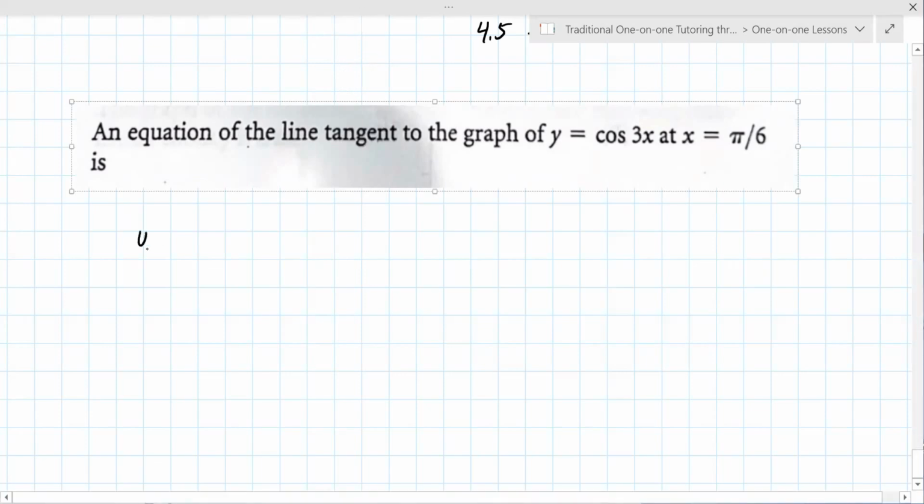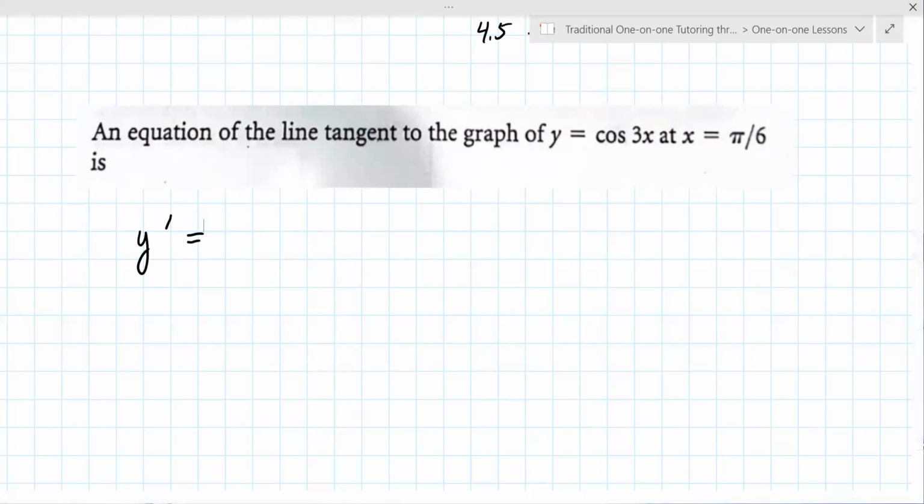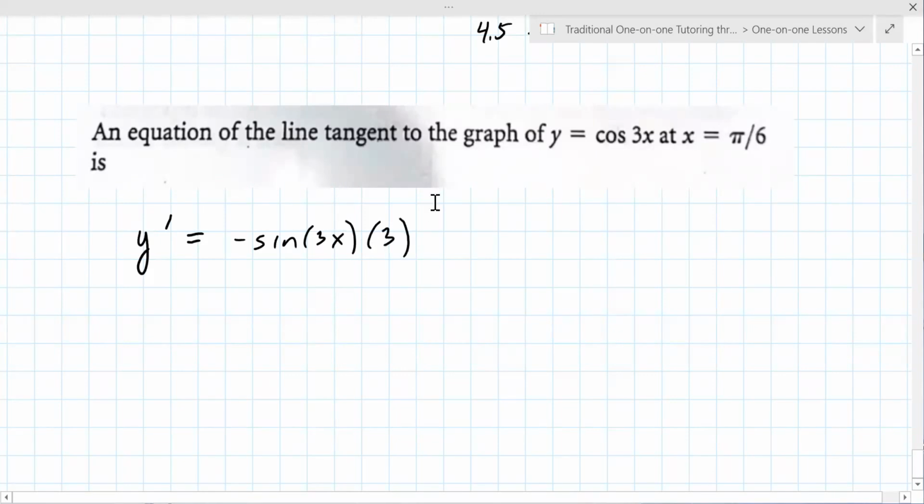Okay, so you have to be able to take a derivative of this function on the right. Can you do that for me, please? Yes. So that's negative sine of 3x. No, there's a 3x. It's a power chain rule, right? So negative sine 3x times 3. Yes. Okay, now tangent lines.